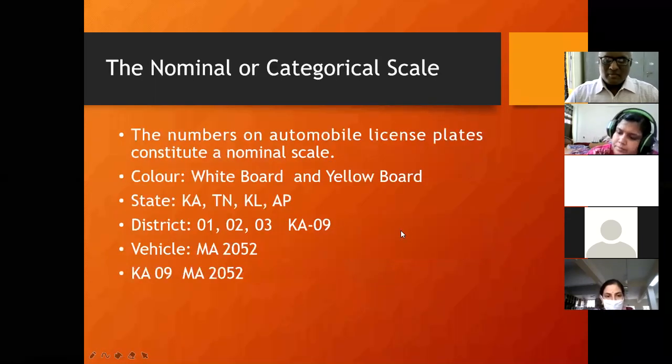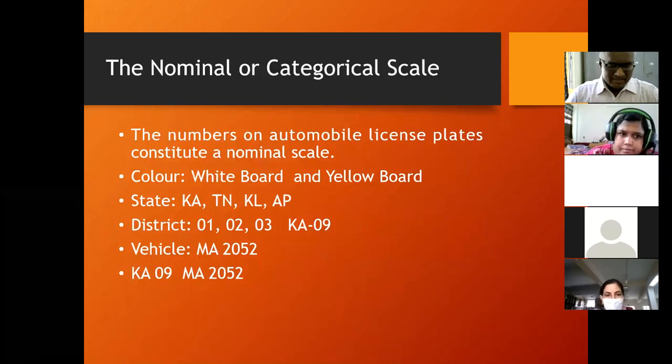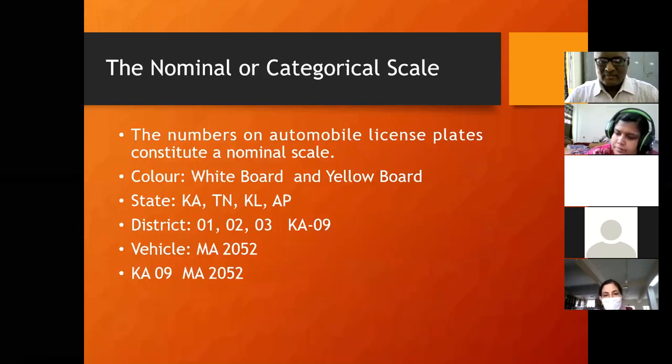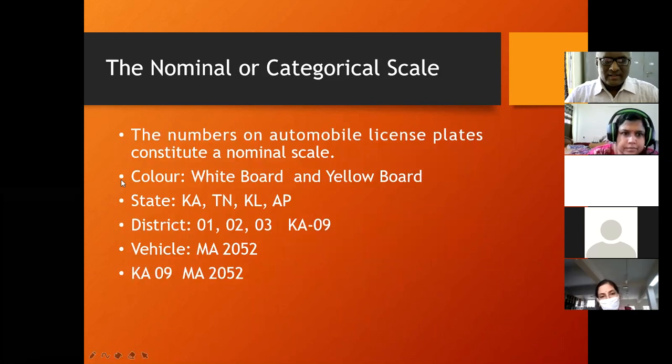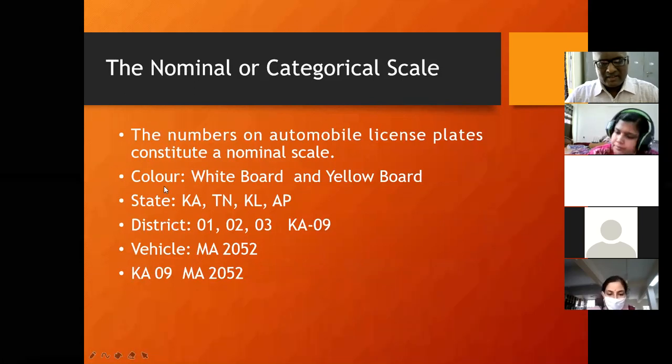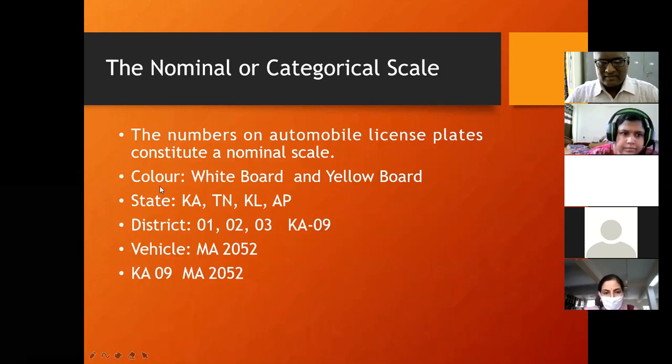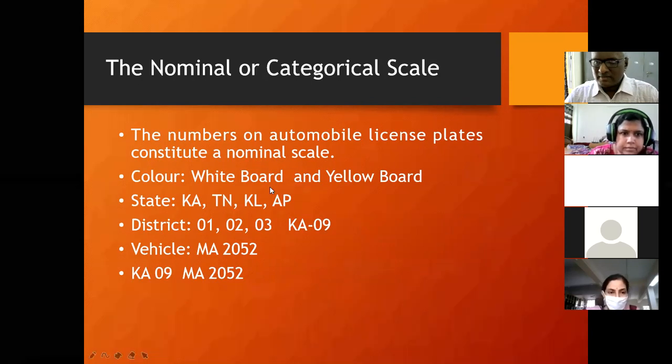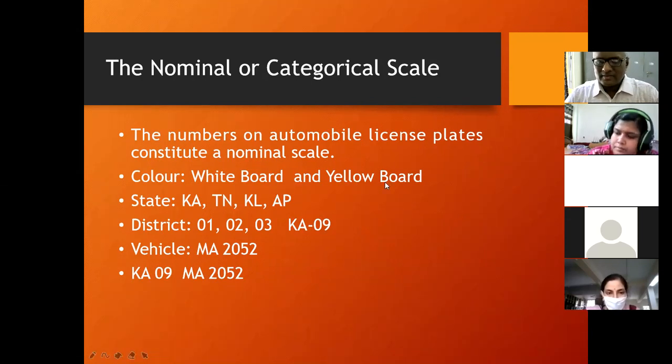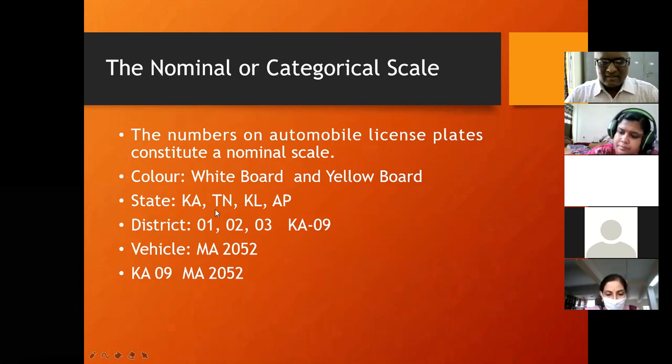The numbers on an automobile license plate. I have taken the example of a license you get from the registry, the RTO office, constitute a nominal scale. Suppose a color of the vehicle. White board means personal use, yellow board means public use, taxis, for example. Suppose on a state, KA is Karnataka, TN means Tamil Nadu, KL means Kerala, AP means Andhra Pradesh.